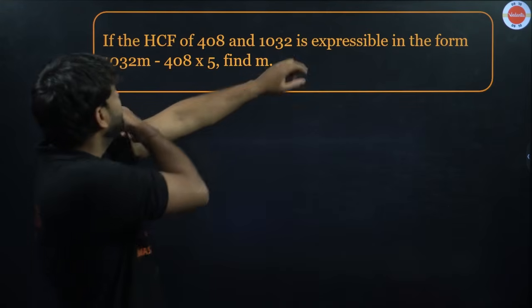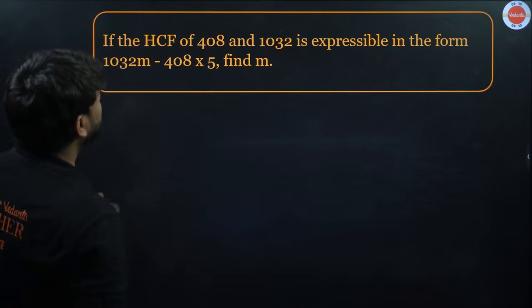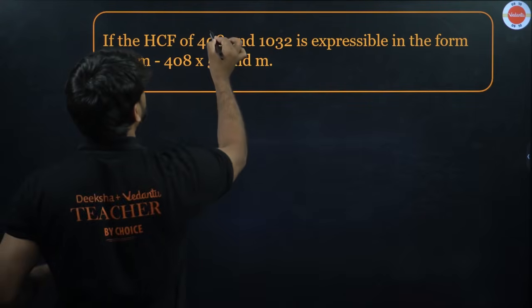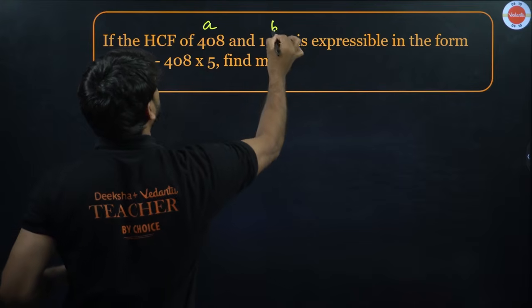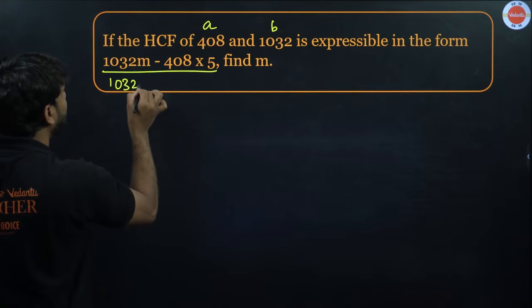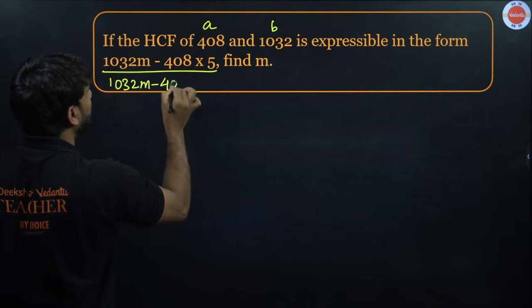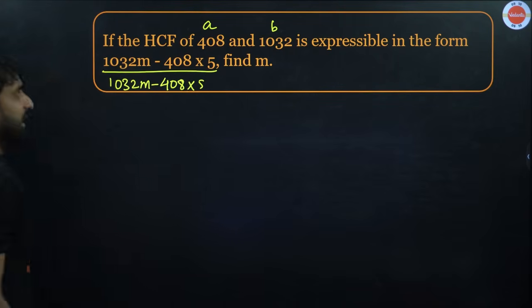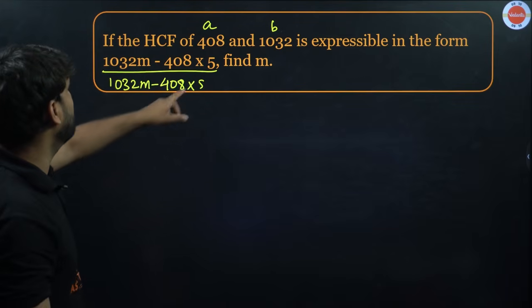Next question. If the HCF of 408 and 1032 is expressible in the form of 1032M minus 408 into 5, find what will be the value of M here. So there are 2 numbers, this is A and this is B, and their HCF is given in this form.